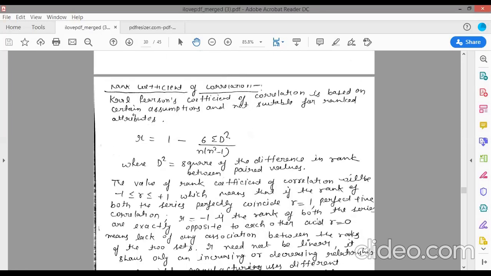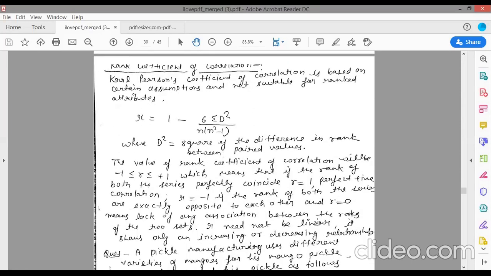Next, the third point is the rank coefficient of correlation. So what is the rank coefficient of correlation? Karl Pearson's coefficient of correlation is based on certain assumptions and is not suitable for rank attributes. The rank correlation is r is equal to 1 minus 6 into summation d square upon n(n square minus 1). So what is d square? d square means the square of the difference in rank between paired values.